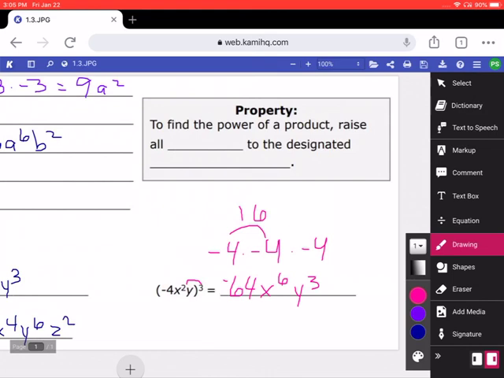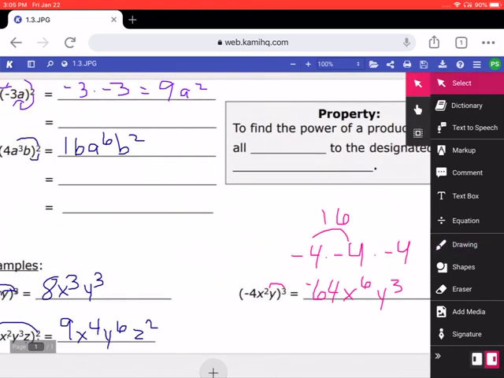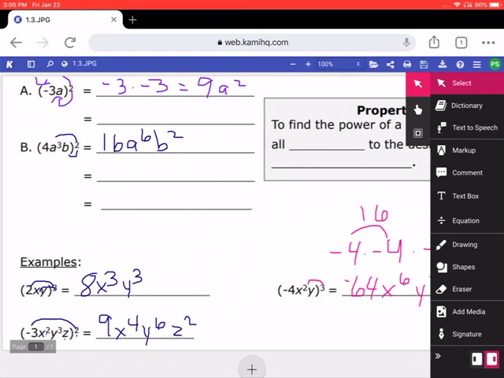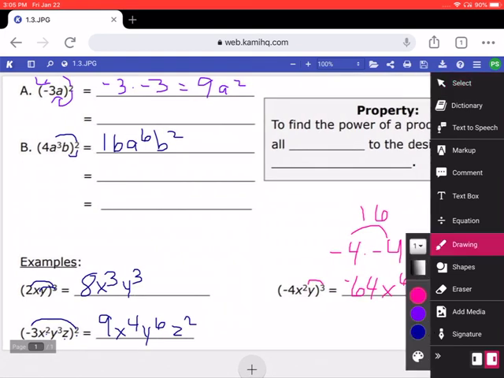Okay? So whenever you have it in parentheses, just remember you have to distribute that power, like this 2 here, you have to distribute that to everything inside that parentheses. Okay?